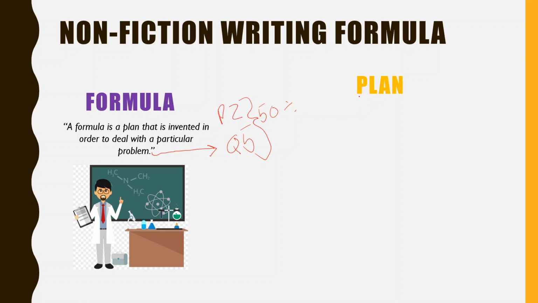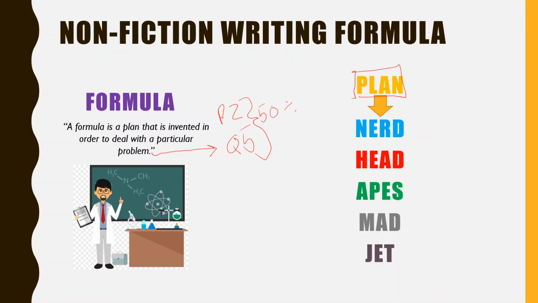Okay, so the formula is over here. The first step is to plan your answer, which we looked at in the previous video. And then after you've planned it, you're going to write 5 paragraphs: NERD, HEAD, APES, MAD, JET. And in this video today, we're going to look at a NERD paragraph, how to write a NERD paragraph.